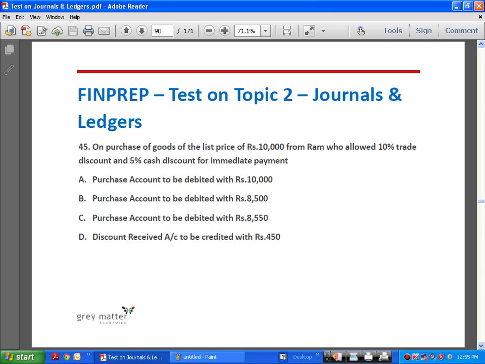Right? But here we must understand that because he is making a payment immediately, he is getting a 5% cash discount. So when you receive a cash discount, that cash discount is an income. So on a cost of purchase of 9,000 rupees, you are getting a 5% cash discount, and hence your net cash outflow is only 8,550. See, let's do a small calculation to understand this.